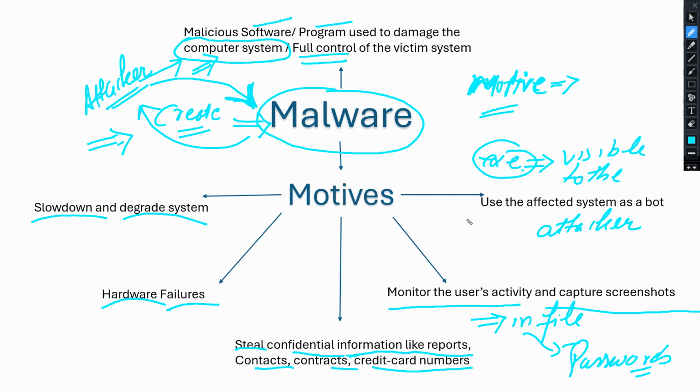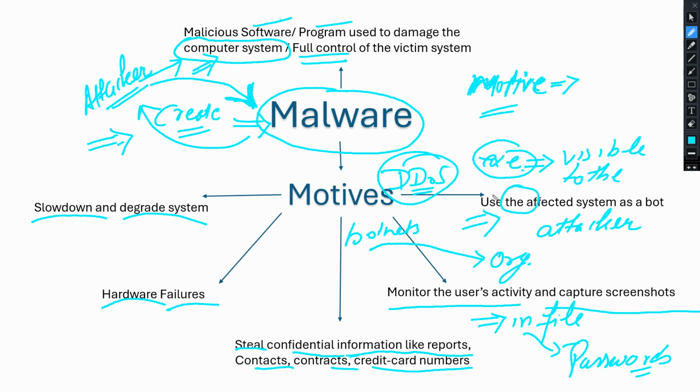The next would be using the affected system as a bot. Yes, this is known for DDoS. In DDoS, the attacker uses their botnets to attack a particular organization. The attacker can use this particular system as a bot also. So these all are the motives of the attacker through malwares.